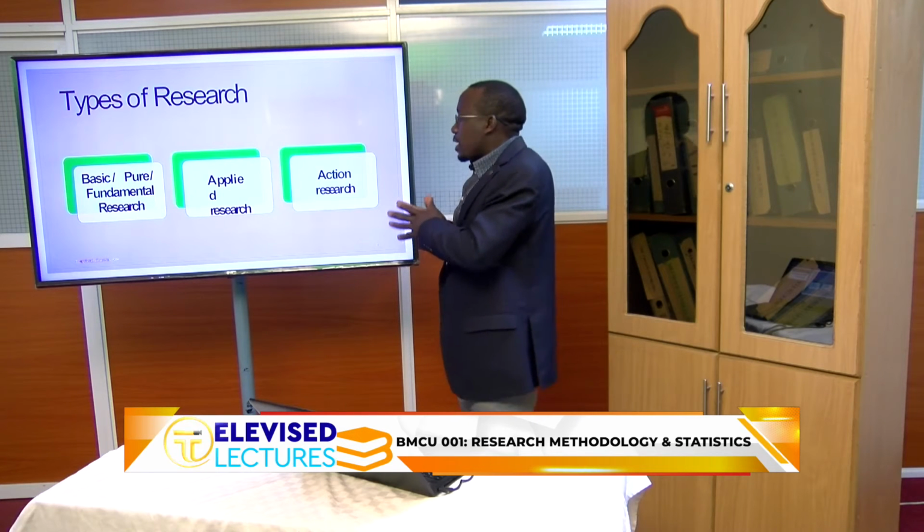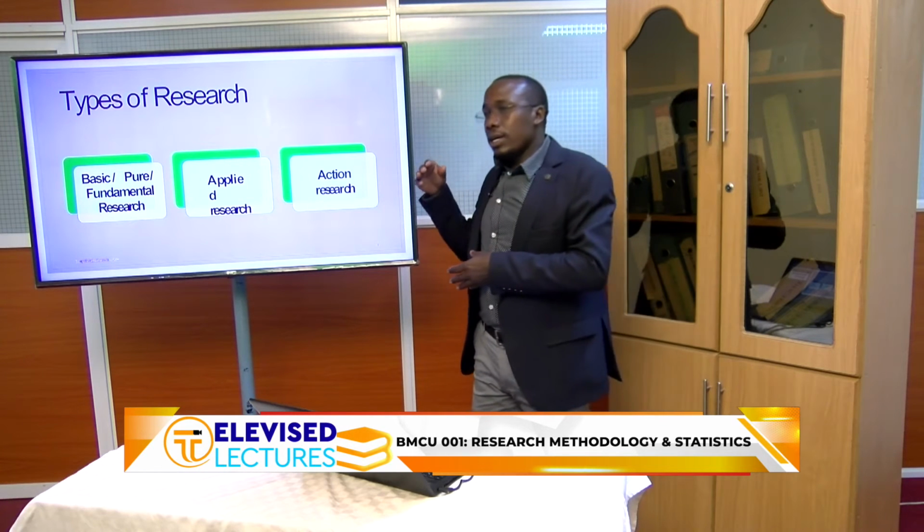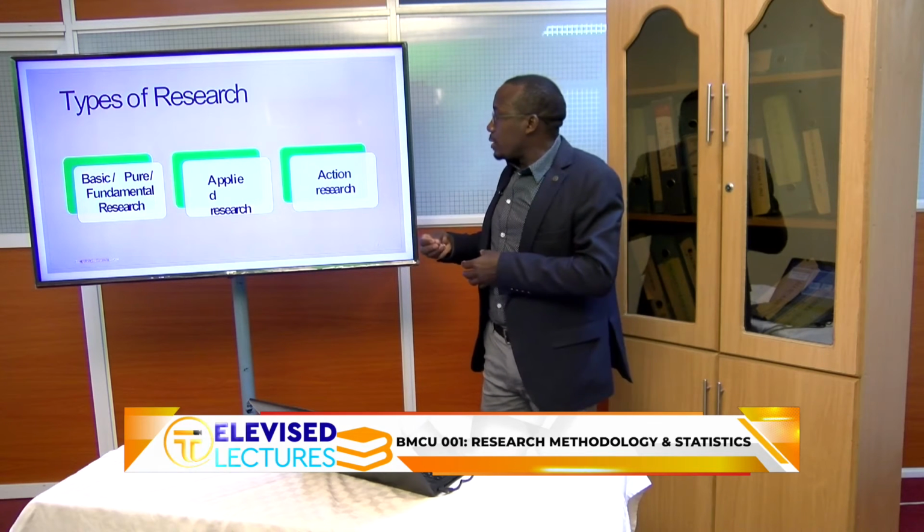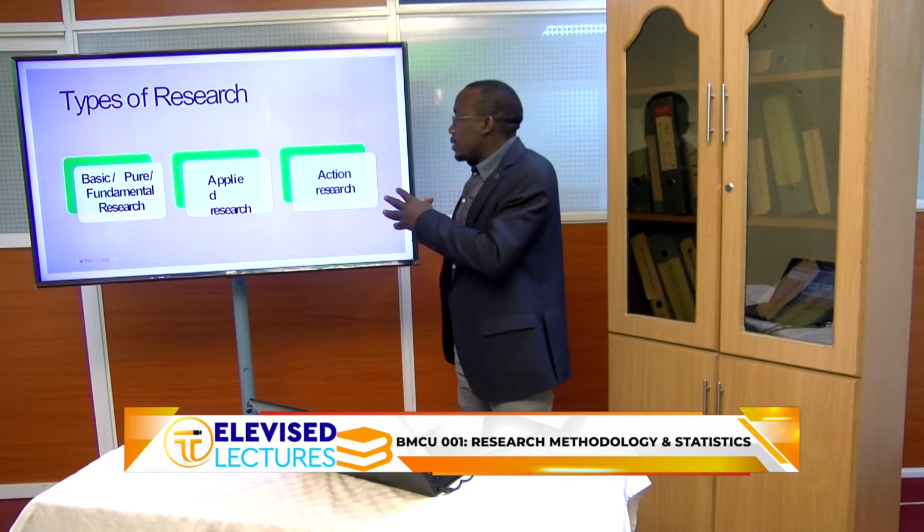Then lastly is action research. Action research is normally done in the course of an organizational activity or in the course of individual occupational activity. By that, I simply mean that action research is normally done in the process of working. So if, for example, you're working for a particular organization, or you are a specialist in a particular profession, let's say you are a professional in sports, and you want to find out how best athletes can perform better in the field.